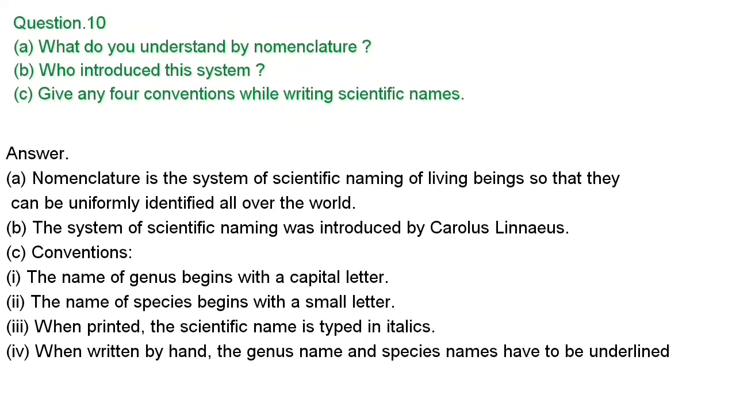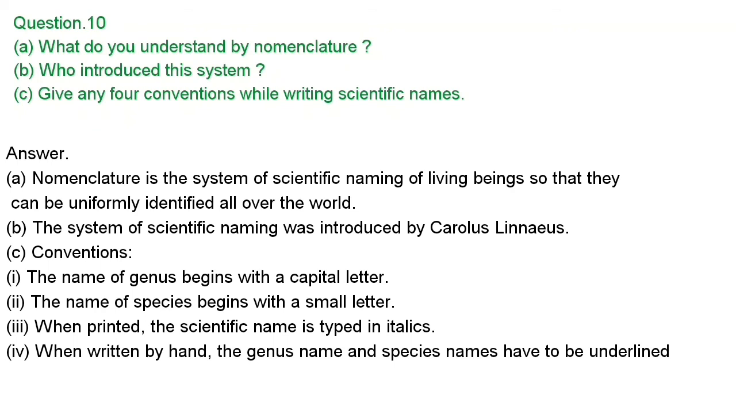What do you understand by nomenclature? Nomenclature is the system of scientific naming of living beings so that they can be uniformly identified all over the world. If you have read a textbook, you may have come across the genus and species names several times. Nomenclature is all about that. The next question is, who introduced the system? The naming system was introduced by the scientist Carolus Linnaeus.